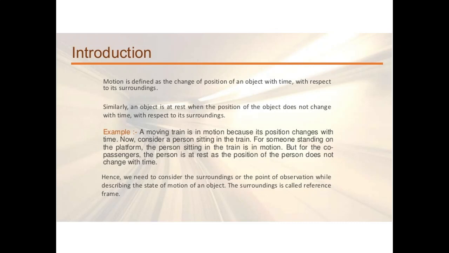But for the co-passenger, the person is at rest. This means if in a train two persons are sitting on opposite berths, then for both of them they are at rest. But if anyone is observing them from the platform, then both the persons are in motion. So we need to consider the surroundings or the point of observation while we describe the motion of any object, and this surrounding is called the reference frame.